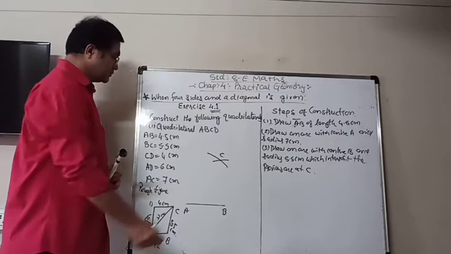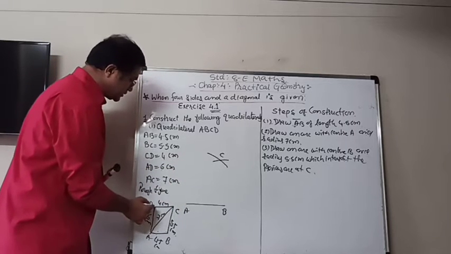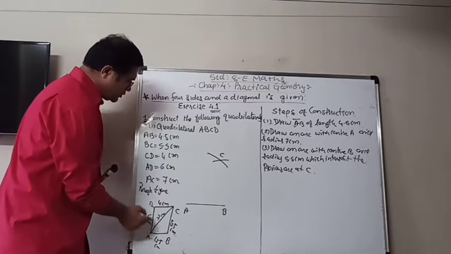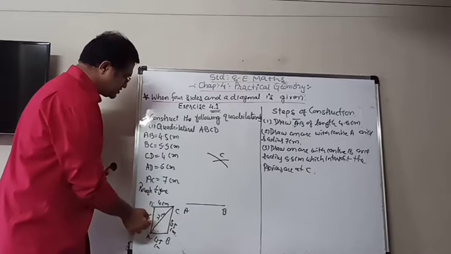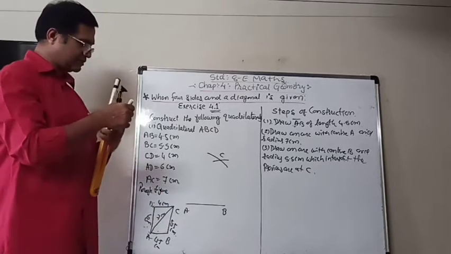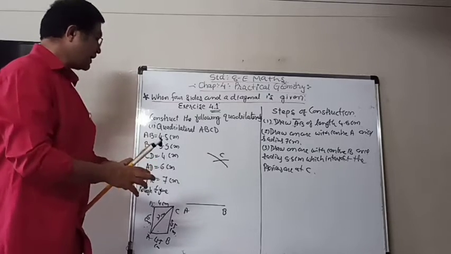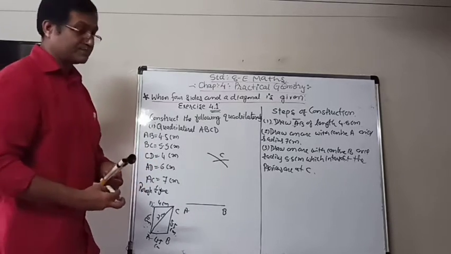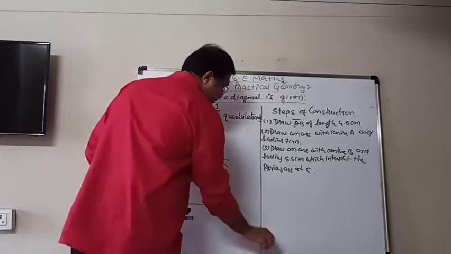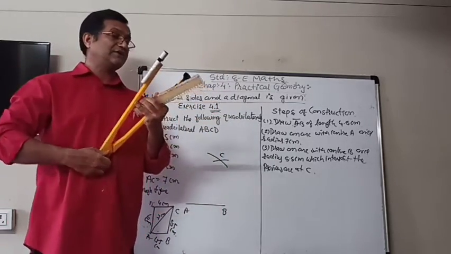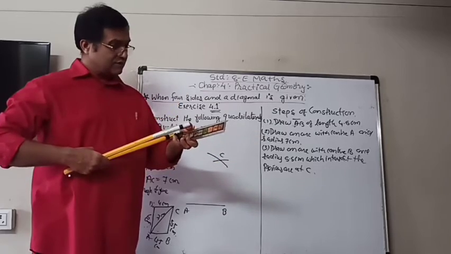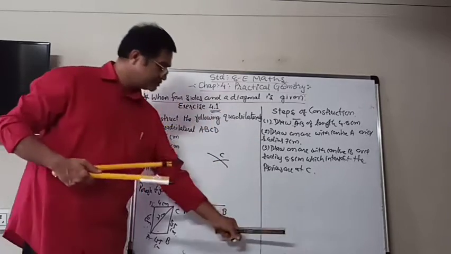Now here we have to locate D. So two measurements are there, 6 centimeter and 4 centimeter. So from A I have to take 6 centimeter. 6 centimeter means for me 6 times 4, 24 centimeter. So I will take 24 centimeter.